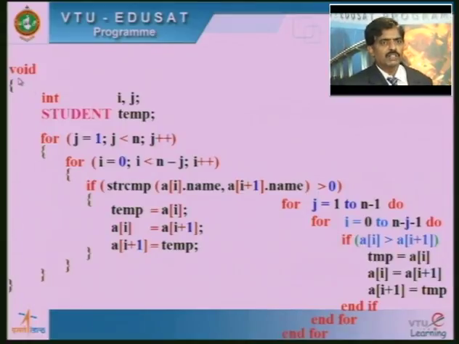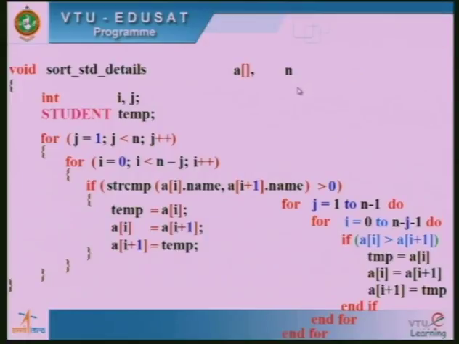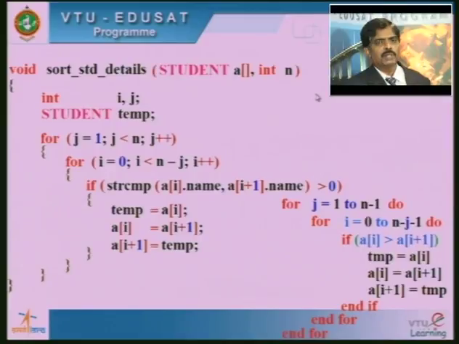And here what we write? Void. What we are doing? We are arranging the student records in increasing order of the names. So here I write sort the student details. And what we require? A which is an array and n which represents the number of elements. So a is an array of what? Student and n is of type what? Integer. So these two parameters must be enclosed within a parenthesis.